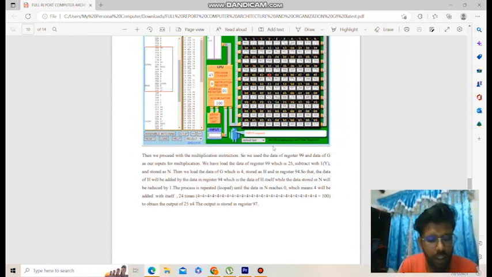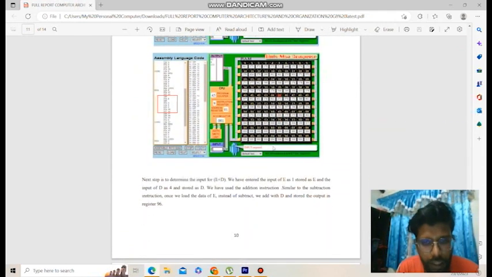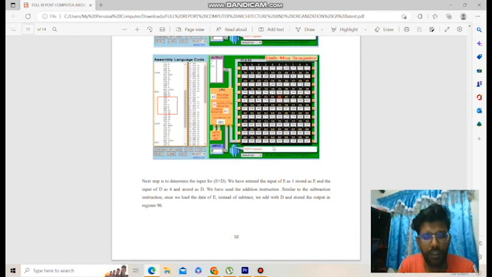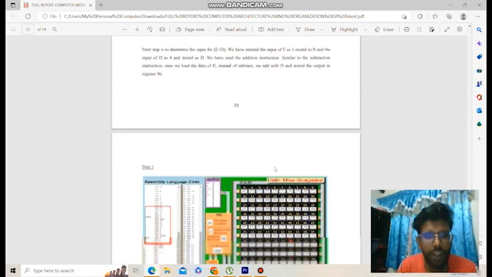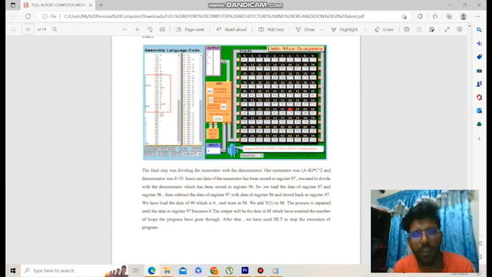So fourth is the adding. So we add the value of E and D, which is E equals 1 and D equals 4. And step 5 is to divide the numerator with the denominator. So we should divide the value of A minus B multiplied with C and divide with E plus D. We get the final answer by doing that.